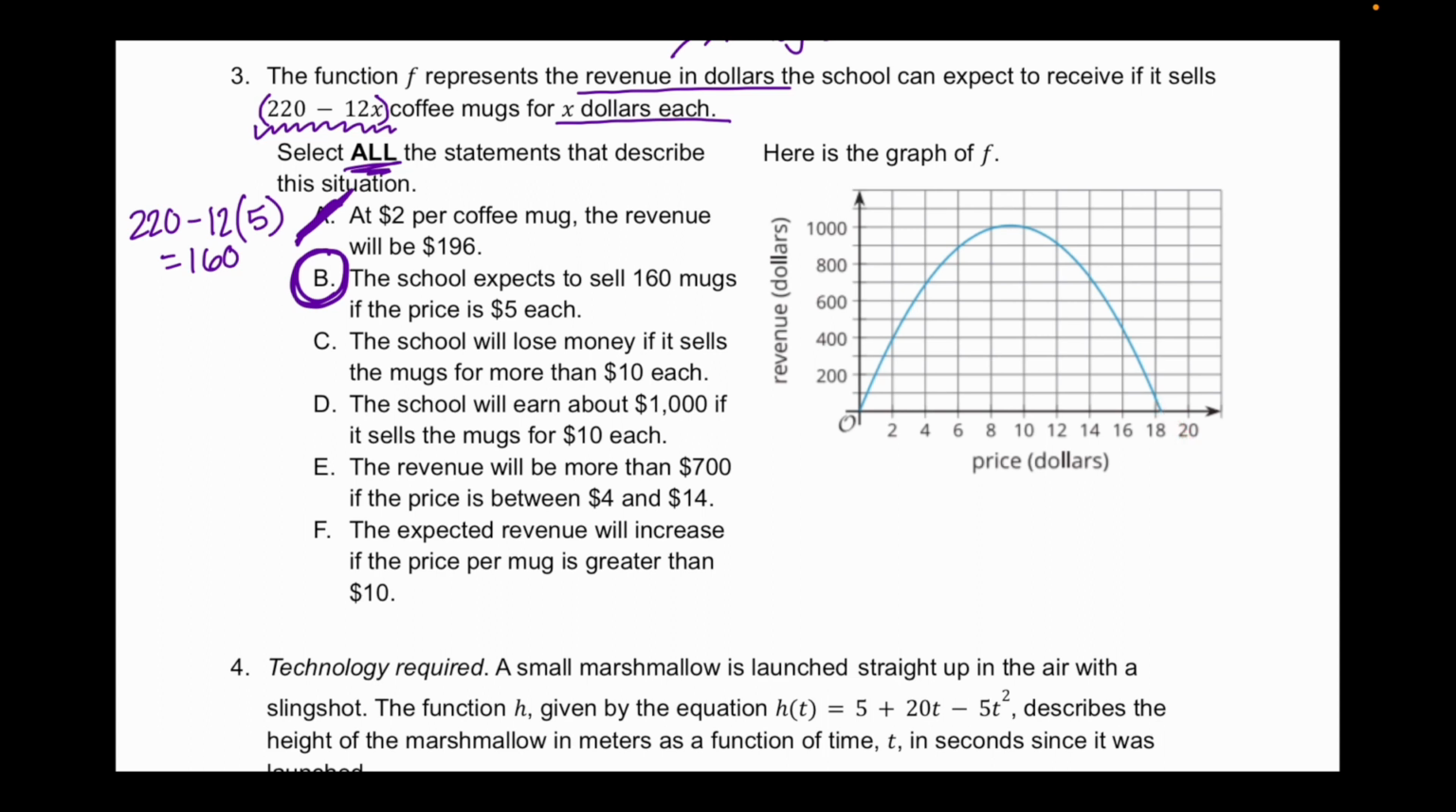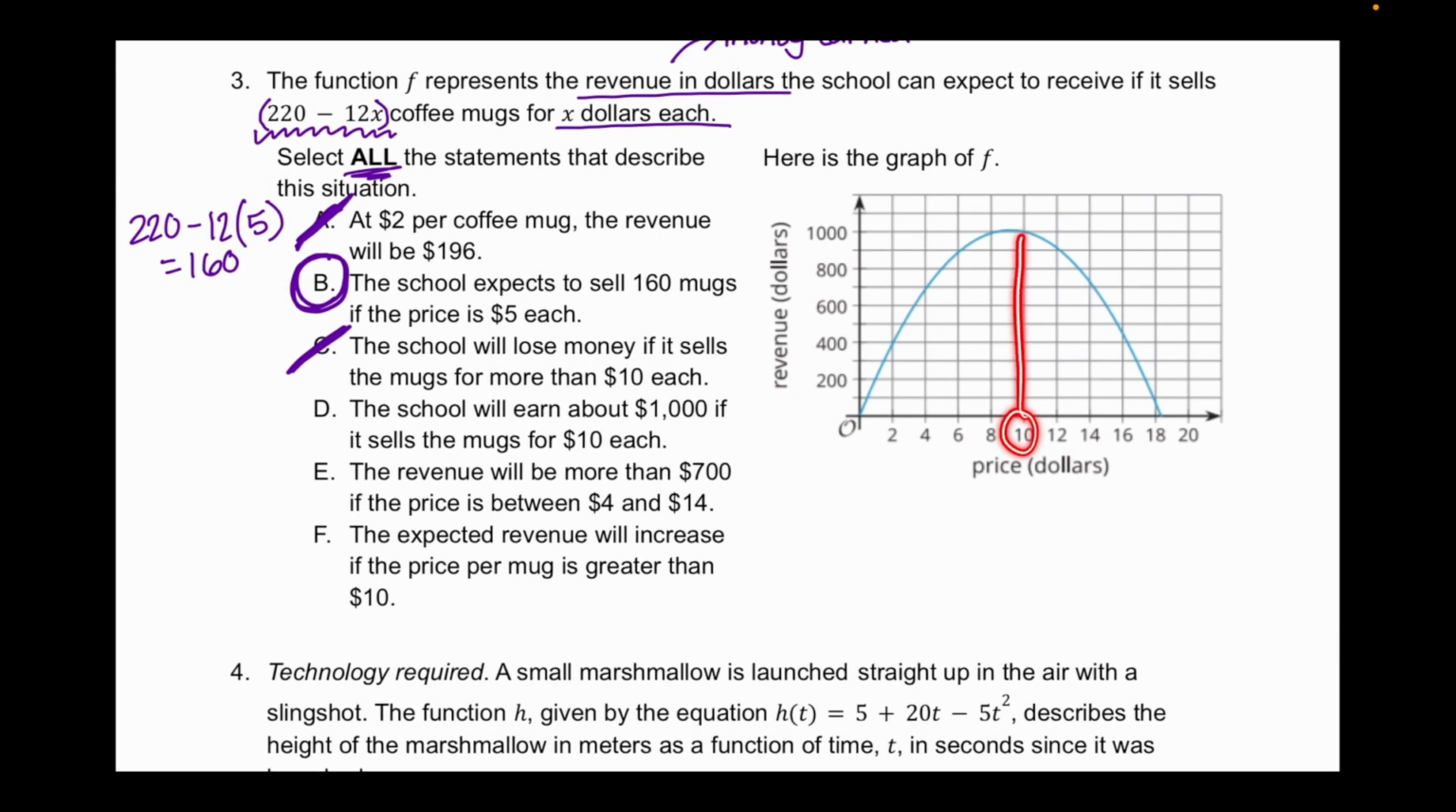There's actually another statement in here that kind of applies to the idea of they really should sell them for around $10 and not less. But let's keep going just in order. The school earns about $1,000 if it sells the mugs for $10 each. So $10 each. Is the school earning about $1,000? Looks like it's around 1,000 to me. Right over here. It's pretty close. So since it says about $1,000, we're going to say, yep, that one is the correct answer as well.